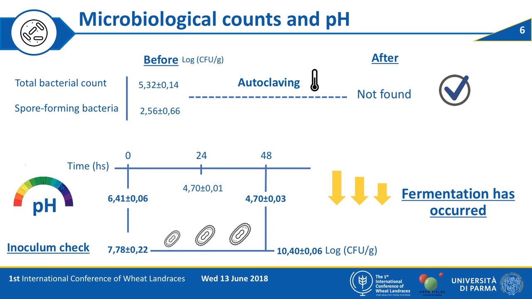Well, as I said before, the first step was to ensure the safety of the product. For doing this, the total viable bacteria and the spore-forming bacteria were quantified before and after the autoclaving step. The total absence, as you can see, of colonies confirmed that the autoclaving step worked well. Moreover, after the inoculum, we checked the pH during the fermentation, and a strong acidification of the matrix was found, as you can see here.